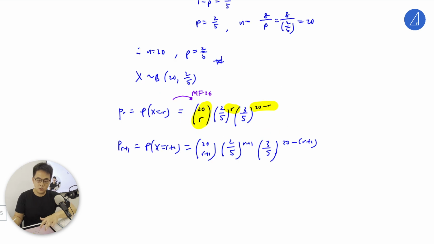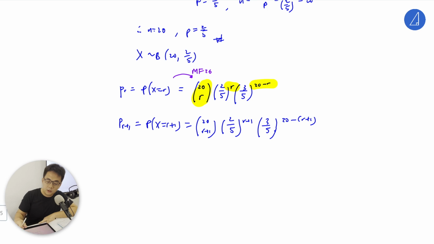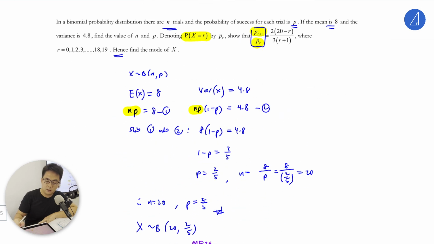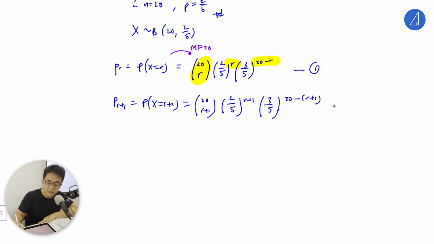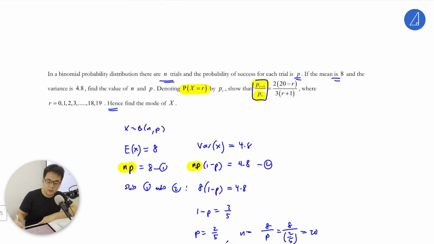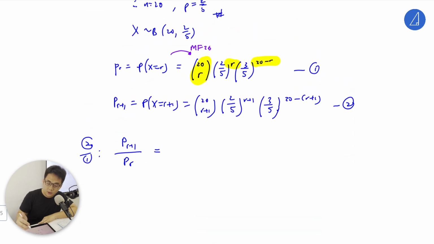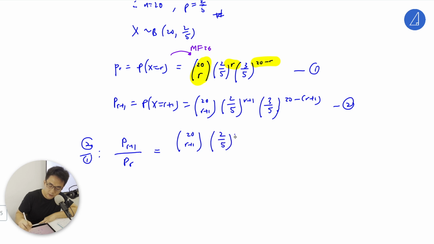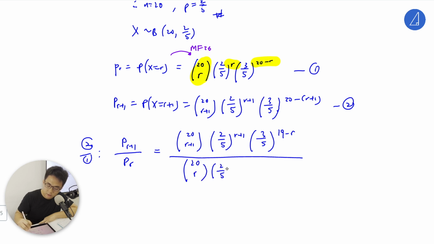Okay. So once done, we were told to find P_(r+1) divided by P_r. So just do it. Because I want P_(r+1) divided by P_r, it means the top one divided by the bottom one. So I'm going to take 20 choose r+1, 2/5 to the power r+1, 3/5 to the power 19 minus r, over 20 choose r, 2/5 to the power r, 3/5 to the power 20 minus r.